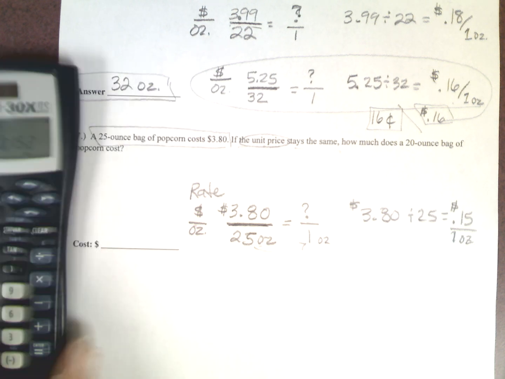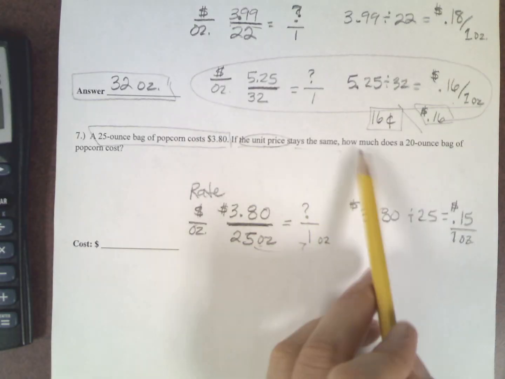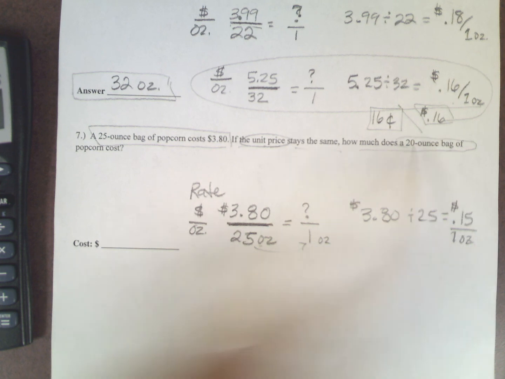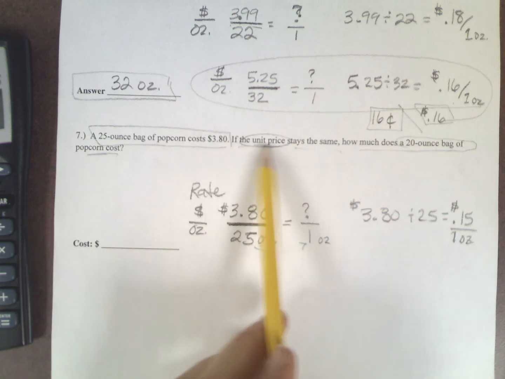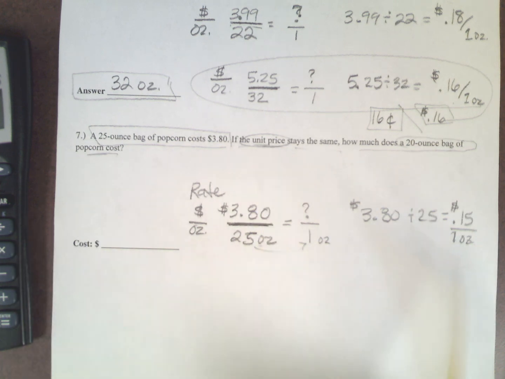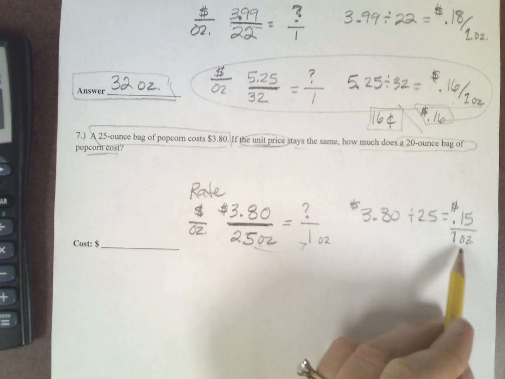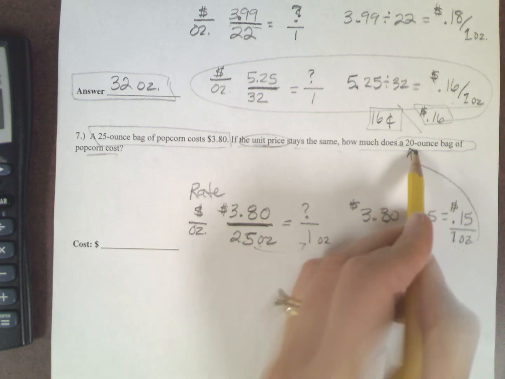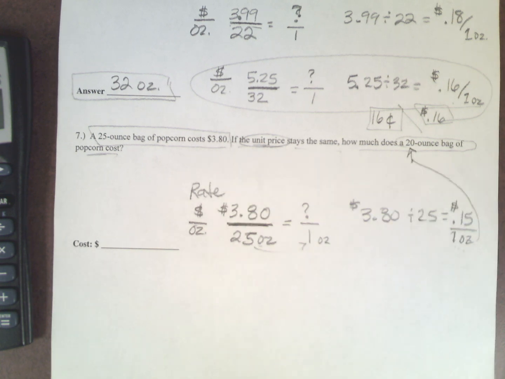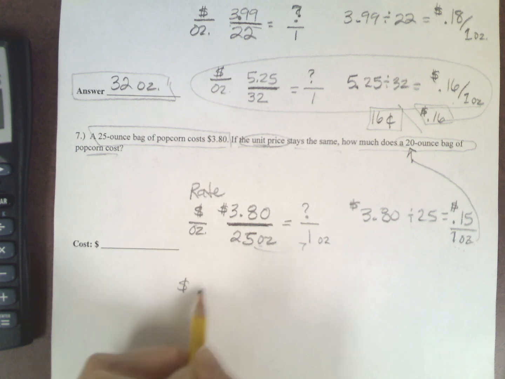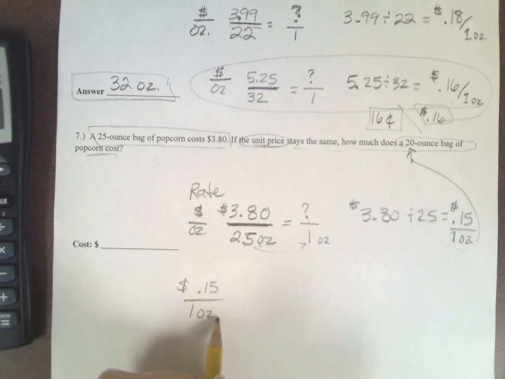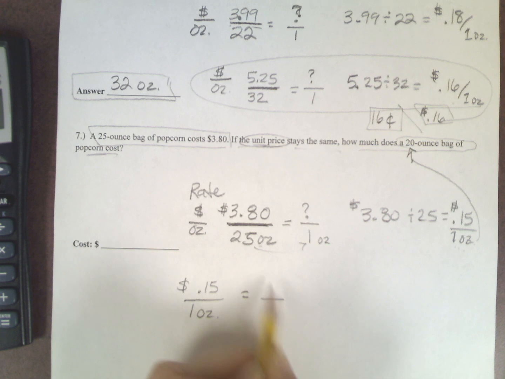Okay, now the question, we didn't finish reading all the way through, but it says, how much does a 20-ounce bag of popcorn cost? Now, because the unit price is staying the same, that means every ounce costs 15 cents no matter how many ounces are in your bag. So we're not buying just 1 ounce now, we're buying how many ounces? 20 ounces. So what do you think we should do with those two numbers? We have 15 cents for 1 ounce, and we want to buy a 20-ounce bag.